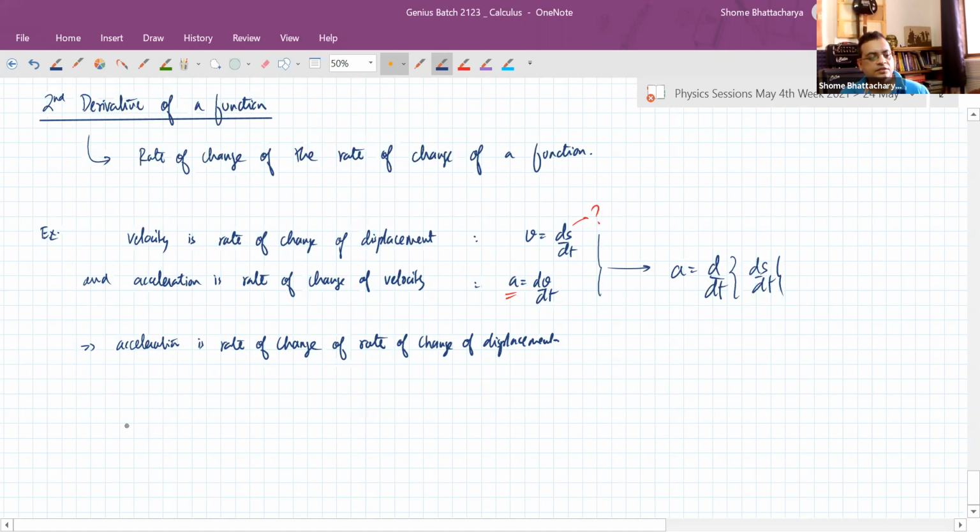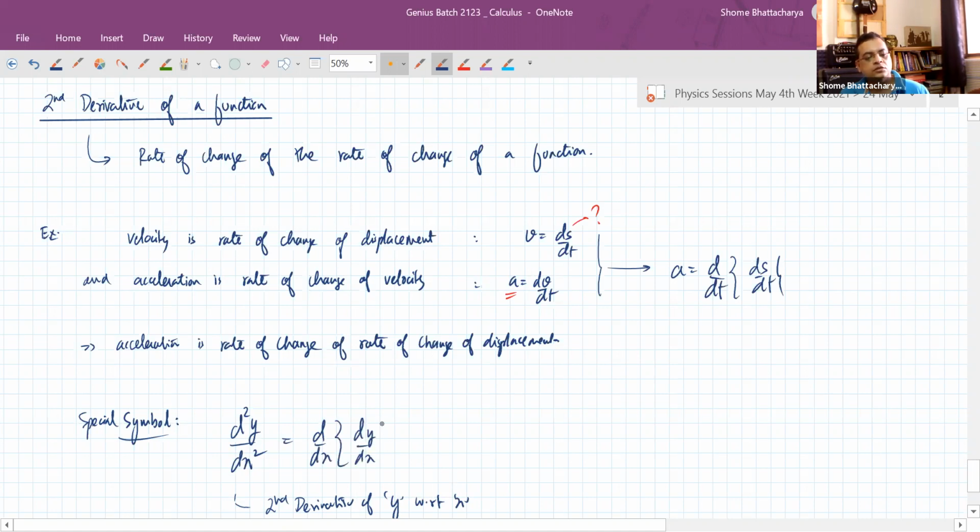Okay. Now the second derivative is given a special symbol. Okay. So we read it as d2y by dx square. Colloquially, that's what we call it, d2y by dx square. But what this symbol stands for is the second derivative of y with respect to x. And what this means by definition is that it is the rate of change of rate of change.